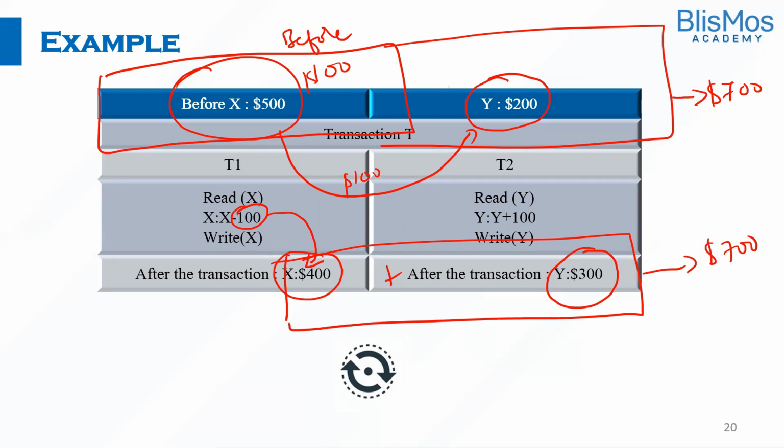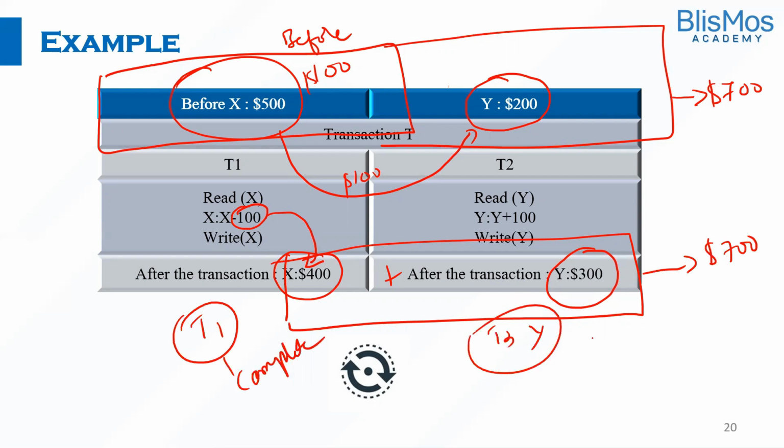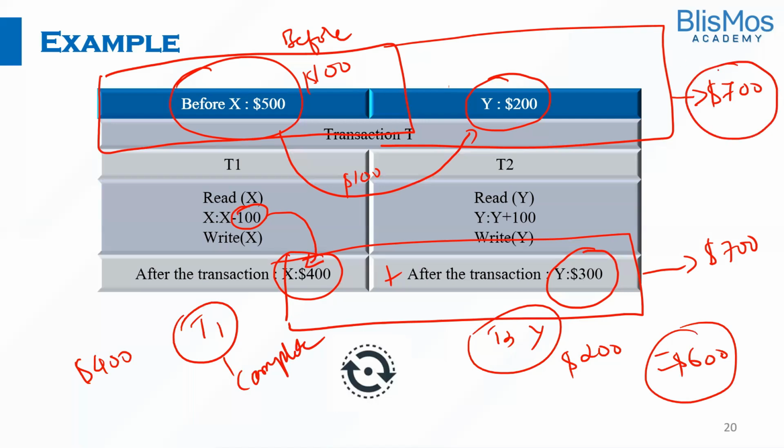Inconsistency happens if T1 gets completed and T2 is not completed. Then inconsistency happens, right? After T1, this becomes $400 and the other is still $200. The total is $600 after the transaction, but before the transaction it was $700.